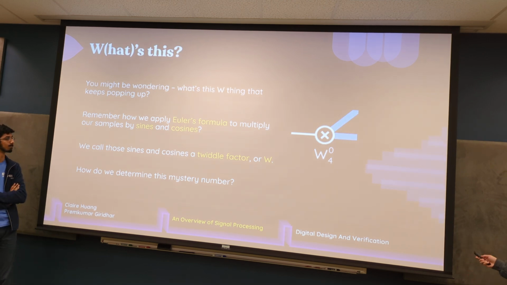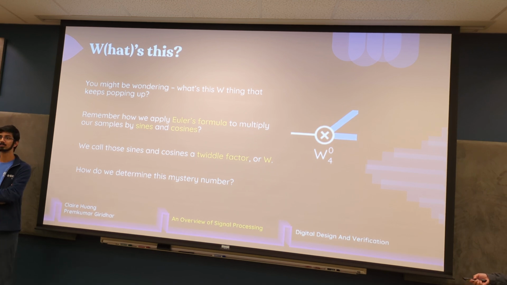Alright, let's get into what this W is. So we are applying Euler's formula to multiply this whole thing by sine and cosine. And here we just actually have this notation called W. It's called a twiddle factor. But what is it in this case?